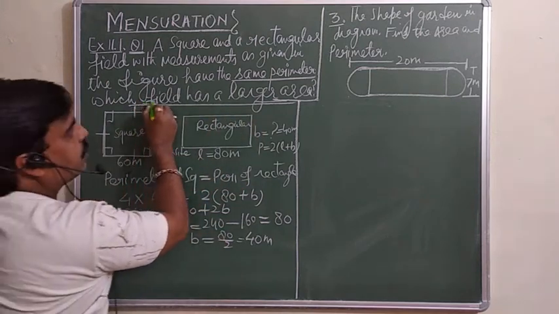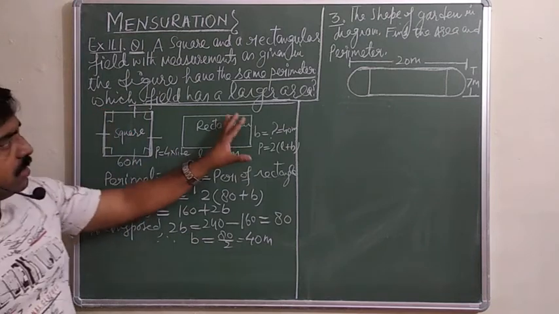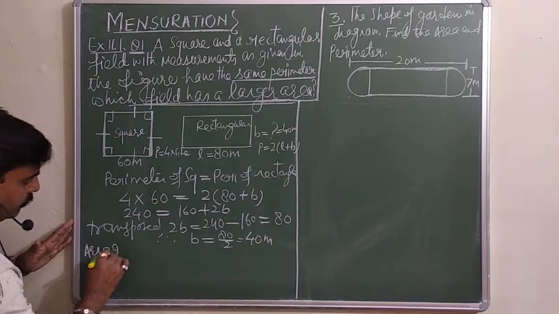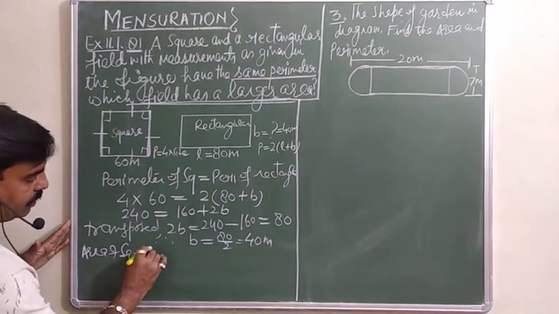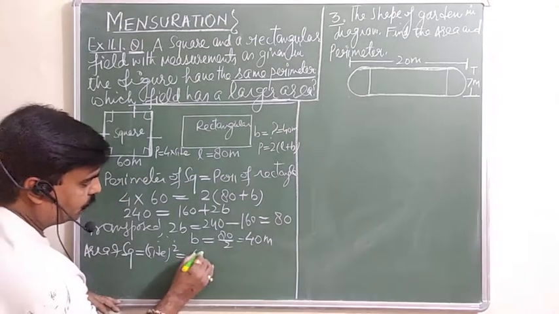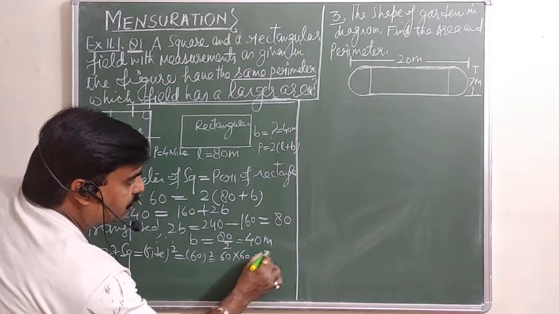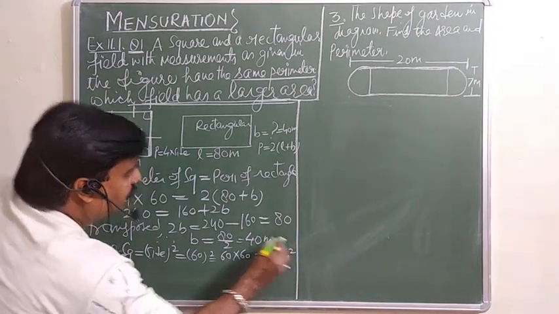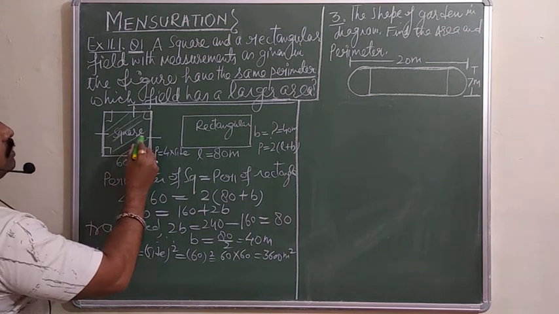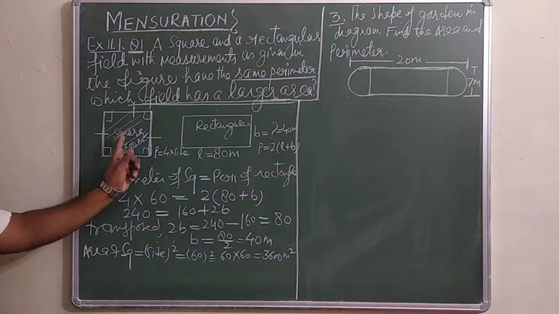Now we want to compare their areas. Now you can calculate the area of square as well as area of rectangle. Area of square is side square, and side is equal to 60 square. So that is 60 into 60, that is 3600 meter square. This is the area of this square.